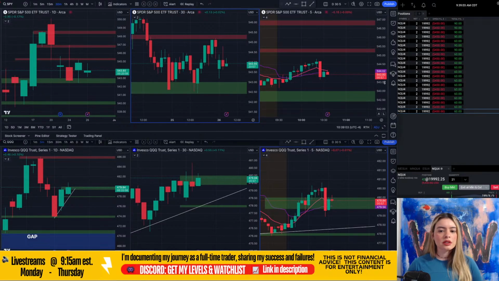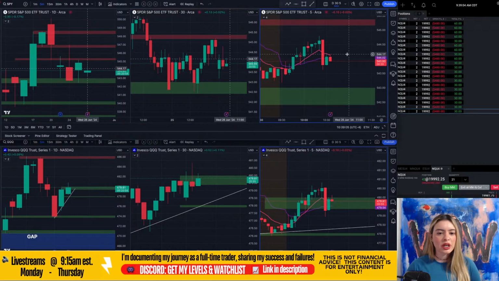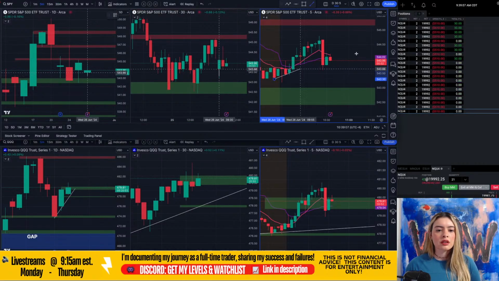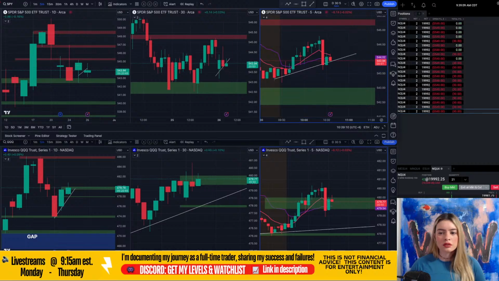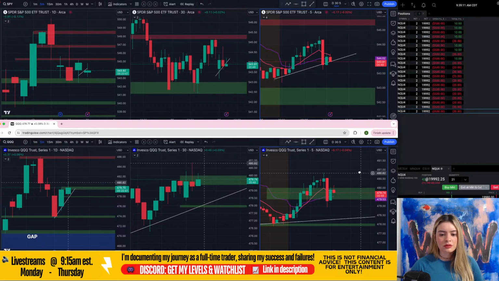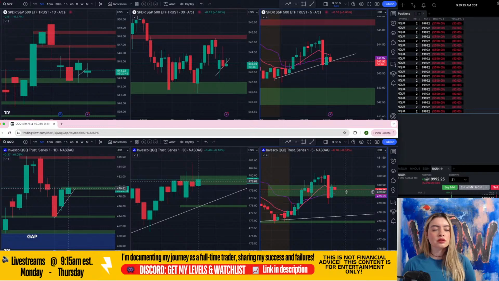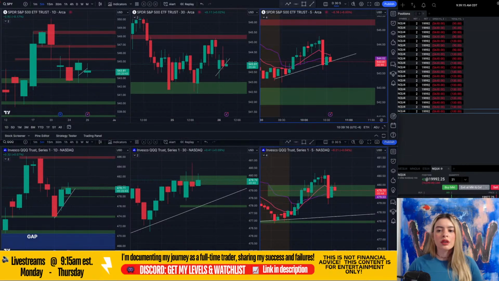This is not looking good. SPY is definitely looking pretty weak. I'm looking for the Q to hold the VWAP.